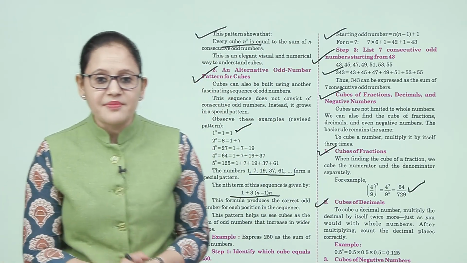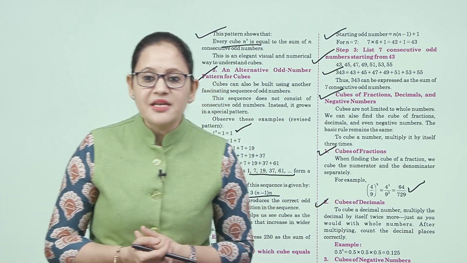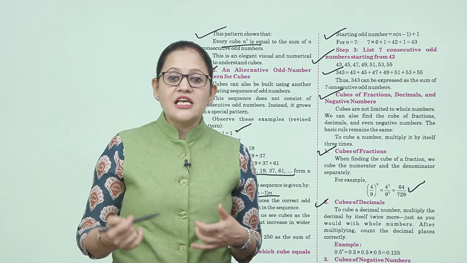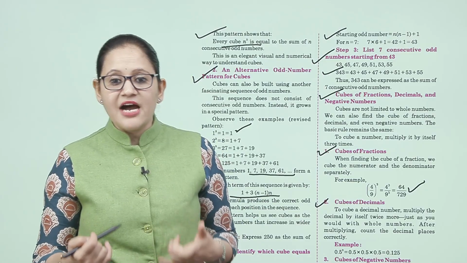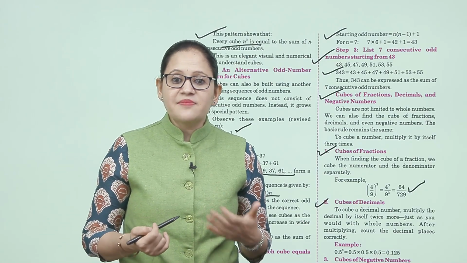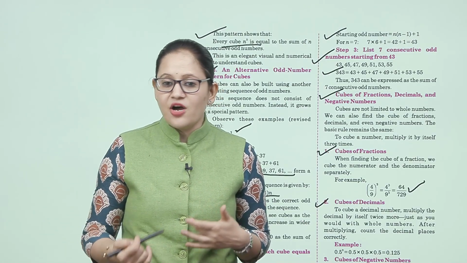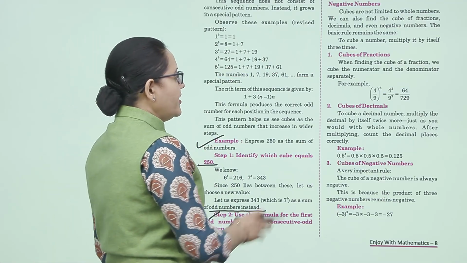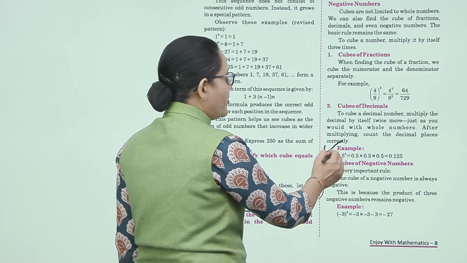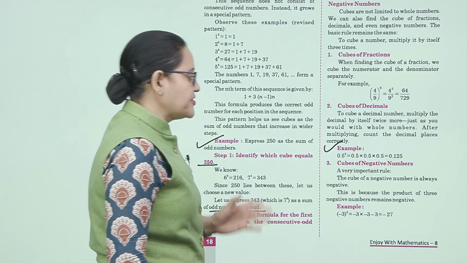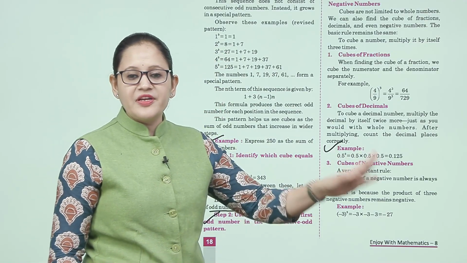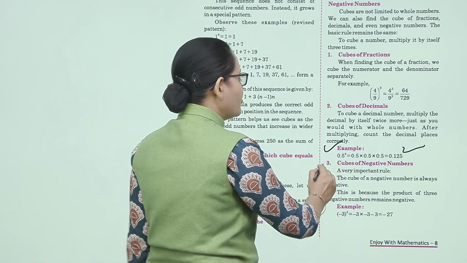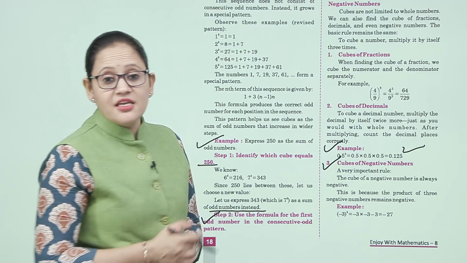Now, cubes of decimal numbers. To cube a decimal number, multiply the decimal by itself twice more, just as you would with whole numbers. After multiplying, count the decimal places correctly. So, this is how you can find it. For example, the cube of 0.5 is equal to 0.5 multiplied by 0.5 multiplied by 0.5, that is equal to 0.125.